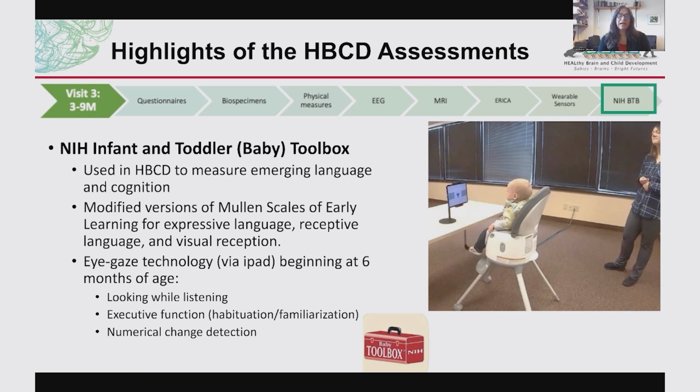So at this visit 3 to 9 months old, we're starting to be able to get a pretty rich characterization of babies' emerging skills, parent caregiver-child relationship, as well as continuing our measure that we get through questionnaires, biospecimens, sensors, and combining that with our brain imaging measures.